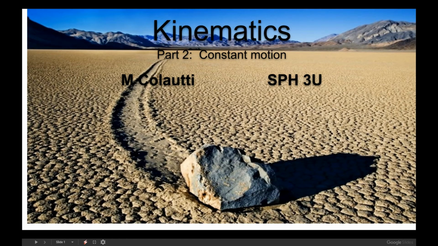Okay, let's look at part 2 of kinematics. Constant motion. No vectors here really, just straight up common sense motion.